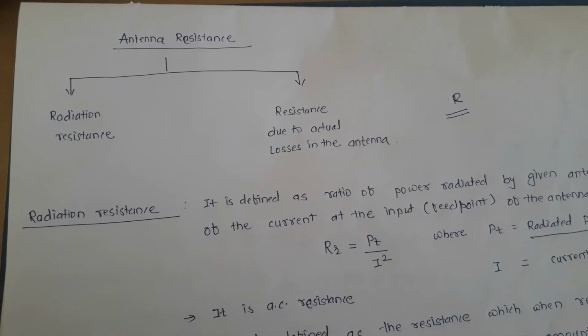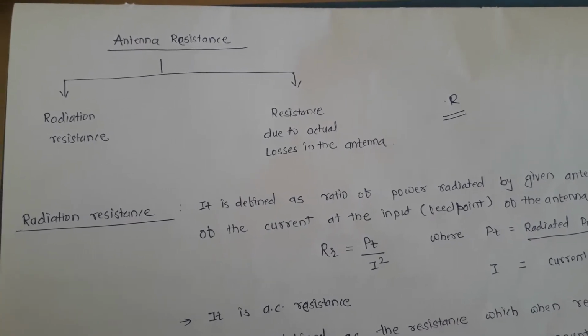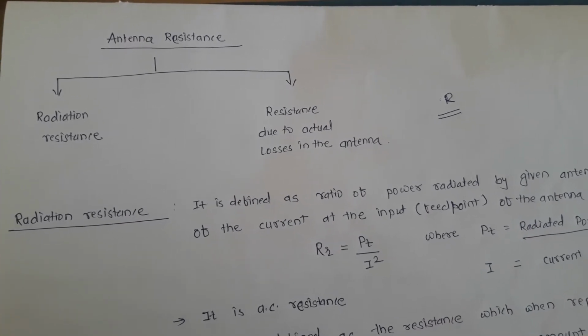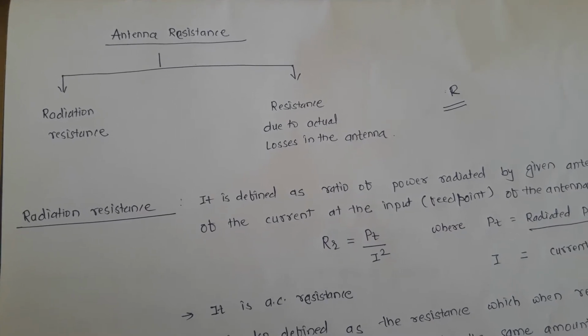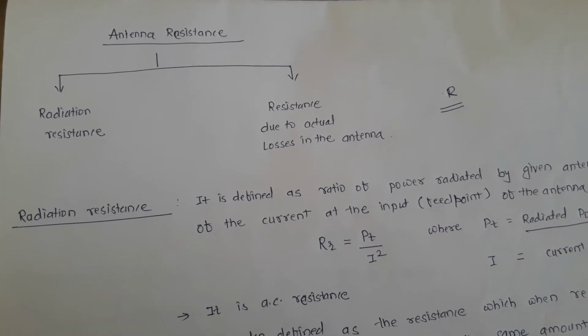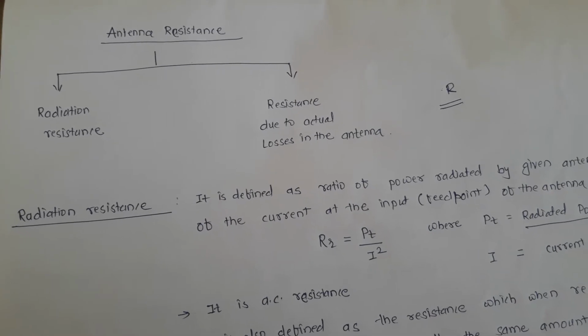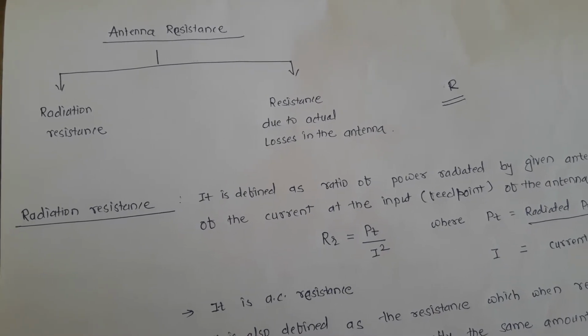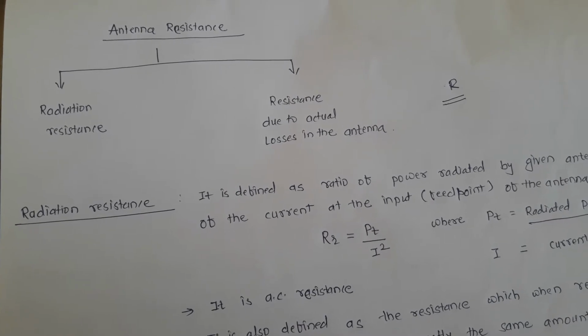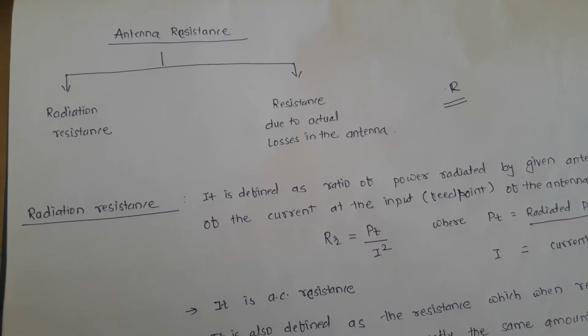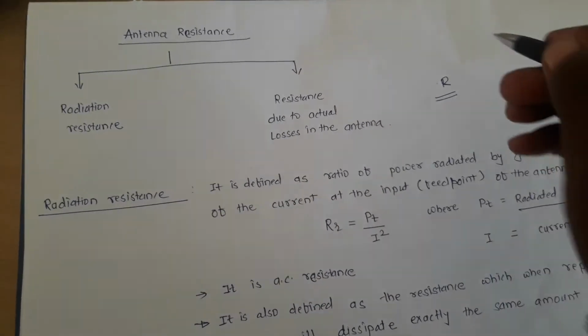While defining resistance, we can say that resistance is nothing but opposition to the flow of current. If the resistance is more, then there is less current flowing through that particular resistor, and if the resistance is less, then the current itself is more.